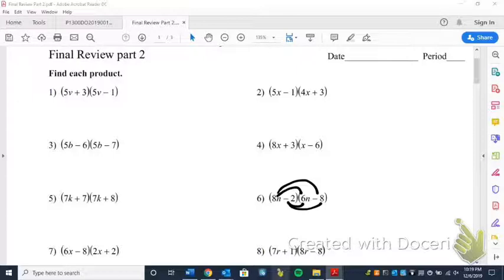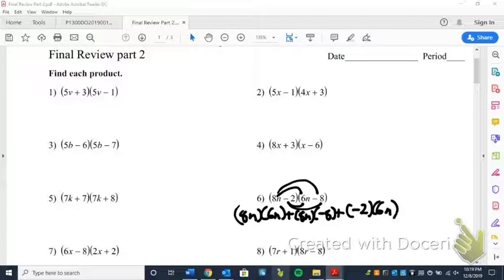So, multiply 8n by 6n. Those are our F's. We're then going to multiply 8n by negative 8. Those are our O's. They're on the outside of the problem. We're then going to multiply our I's, negative 2 and 6n. And to that, we're going to add our L's, negative 2 times negative 8. And if you guys need to, plug these into a calculator. Totally okay.